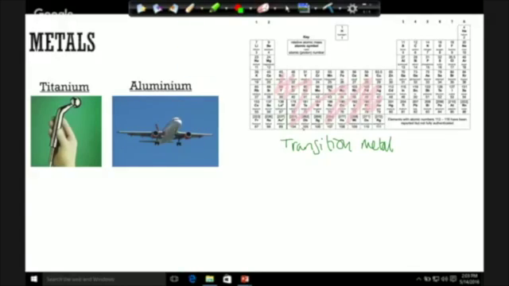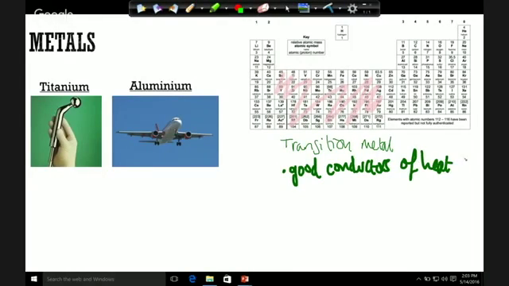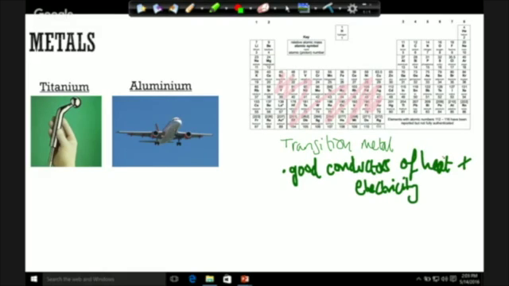So these transition metals in the middle of the periodic table have several properties that we need to know about. First of all, they are good conductors of heat and electricity. So if you remember from the P1 topic, they're good conductors because they've got those free electrons that allow heat to flow through the metal, and also good conductors of electricity, which you'll remember perhaps by having a look at copper here and remembering that copper is used in electrical wiring.